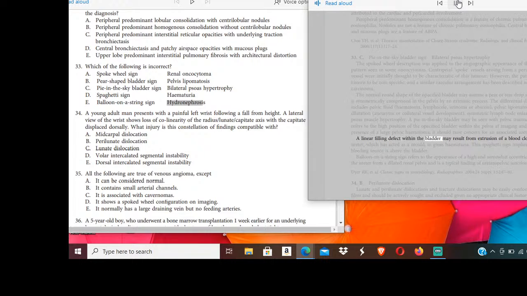A linear filling defect within the bladder may result from extrusion of a blood clot from the ureter, which has acted as a mold in gross hematuria. This spaghetti sign implies that the bleeding source is above the bladder. Balloon on a string sign refers to the appearance of a high and somewhat eccentric exit point of the ureter from a dilated renal pelvis, and is a typical finding of uretero-pelvic junction obstruction. Dyer RB, et al. Classic signs in uroradiology.